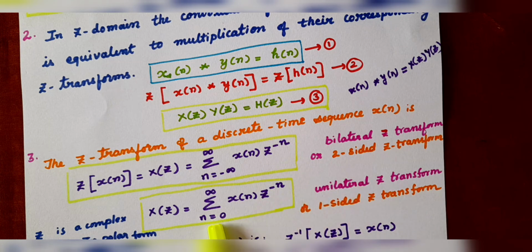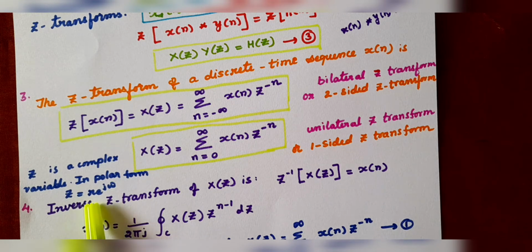We can have the unilateral or one-sided Z transform equation as X of z equal to summation n equal to 0 to infinity x of n z to the power minus n. For a causal signal, with n from 0 to infinity, we go for the one-sided Z transform. So, the Z transform equation is clear. X of z is equal to summation n equal to minus infinity to infinity x of n z to the power minus n. This z is a complex variable. In polar form, we write z equal to r e to the power j omega.